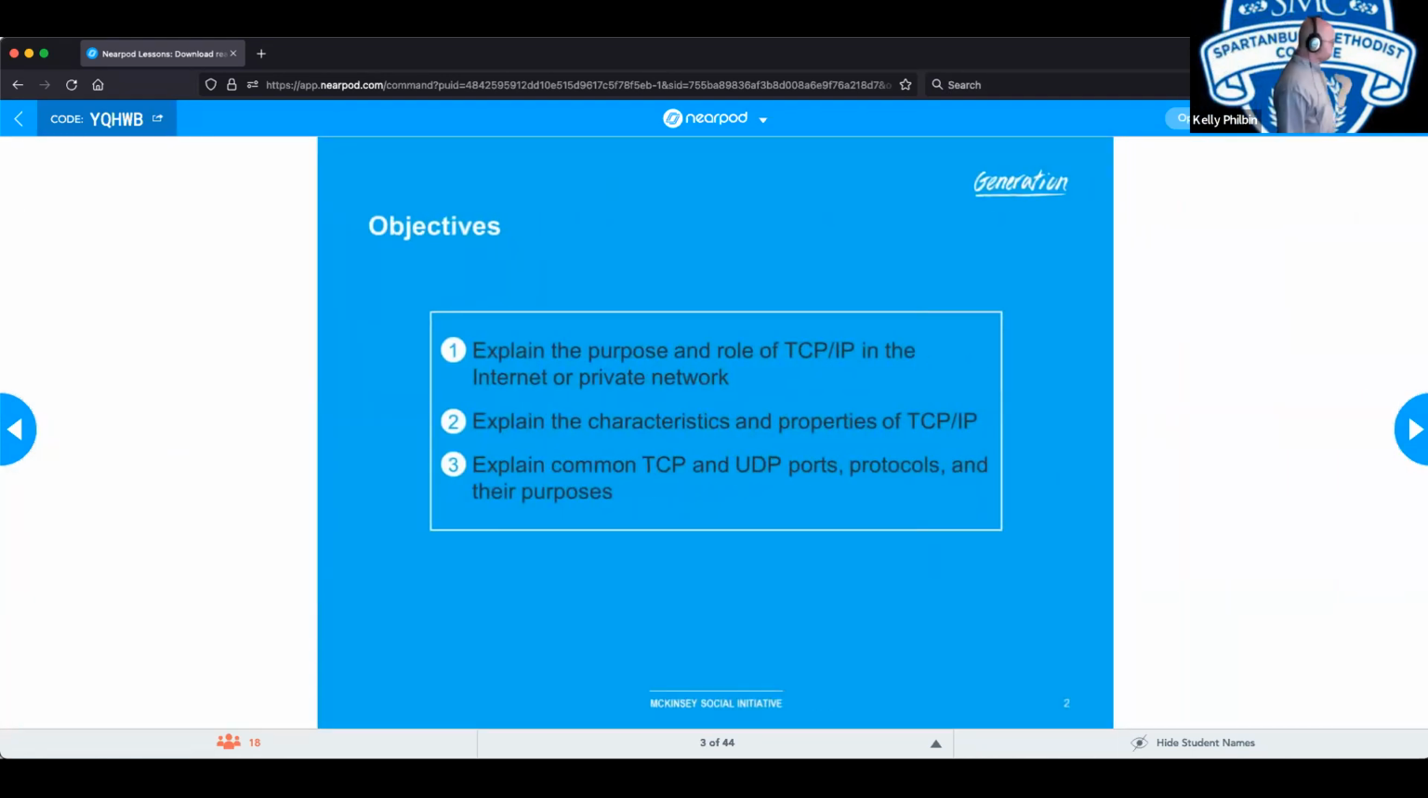Throughout the course of this technical session, we should be able to explain the purposes and role of TCP/IP in the internet and private networks. Explain the characteristics and properties of TCP/IP, and also explain common TCP and UDP ports, protocols, and their purposes.